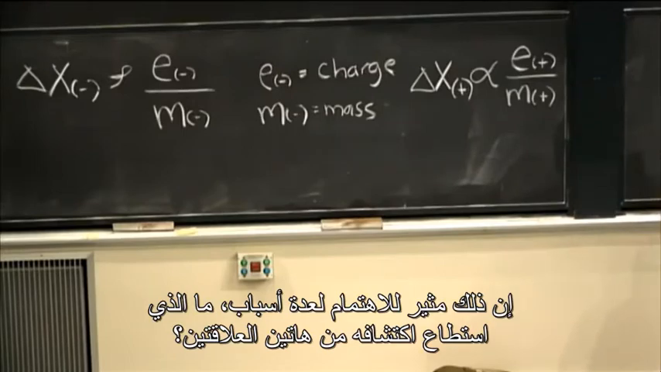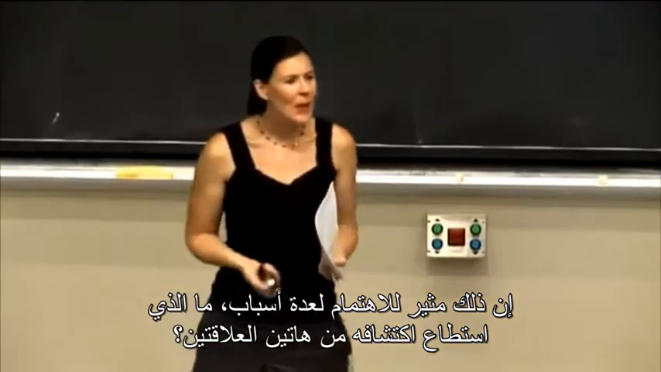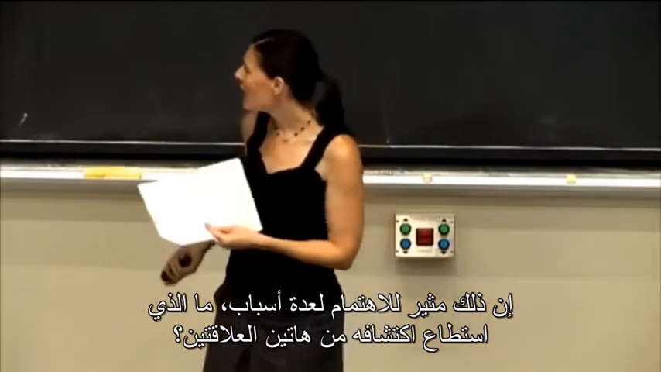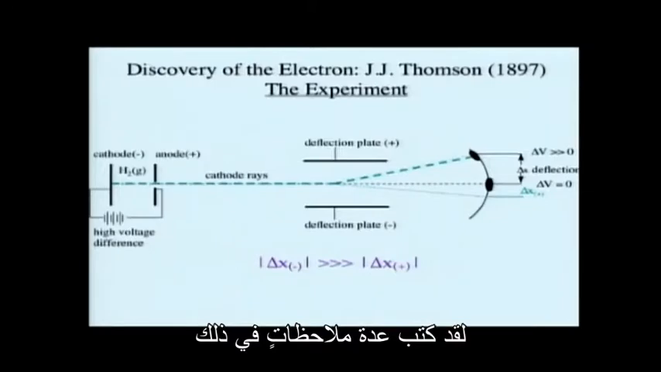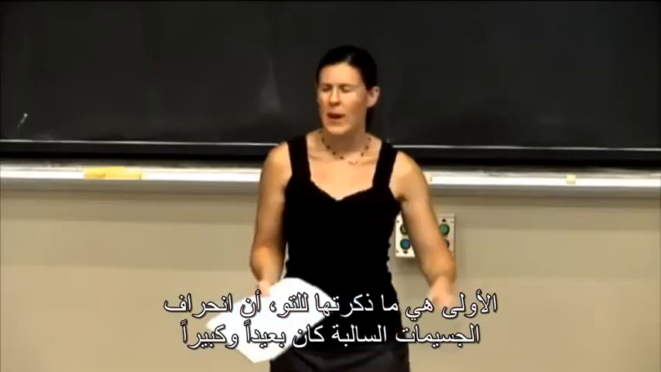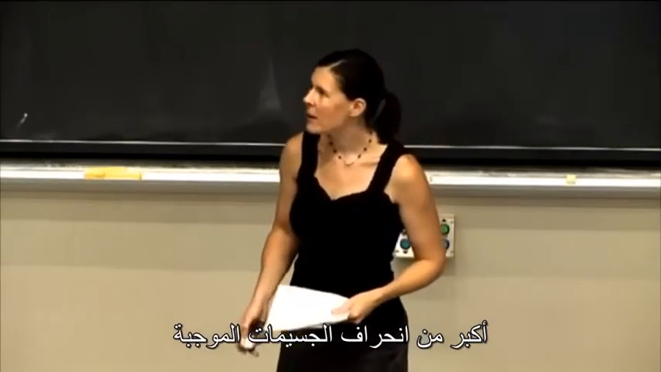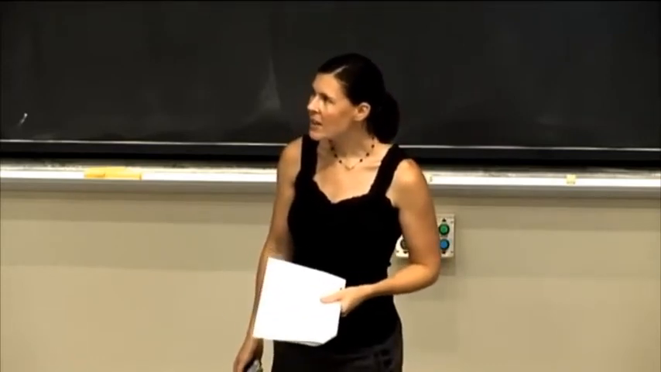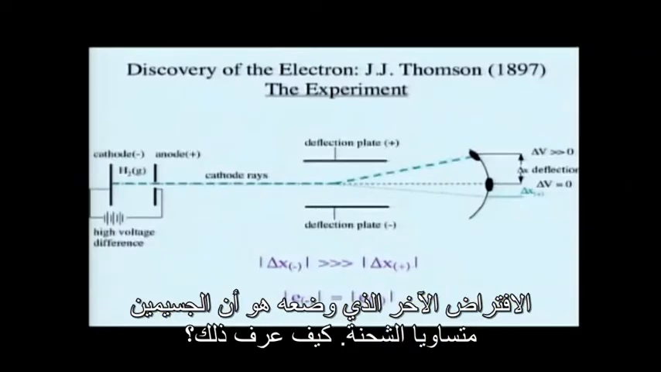So this is interesting for several reasons. What did he manage to pull out information-wise from using these two relationships? And actually, to do this, he made a few more observations. The first, which I just stated, is that the deflection of that negative particle was just far and away more extreme, much, much larger than that of the positive particle. The other assumption that he made here is that the charge on the two particles was equal.